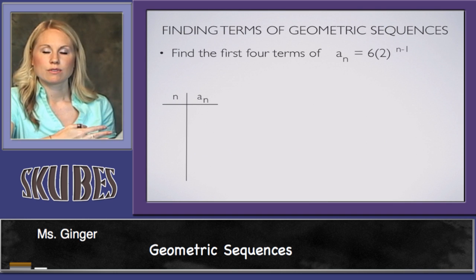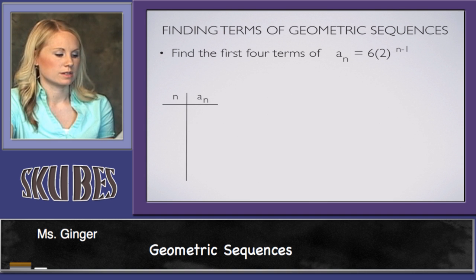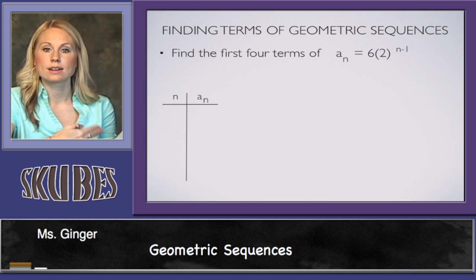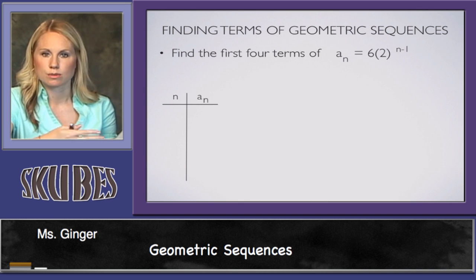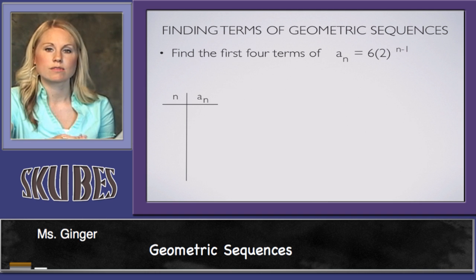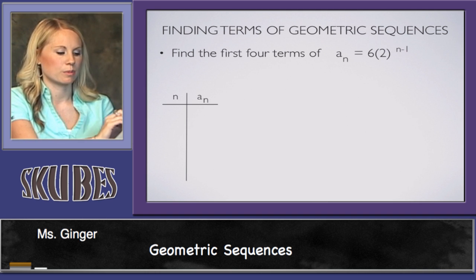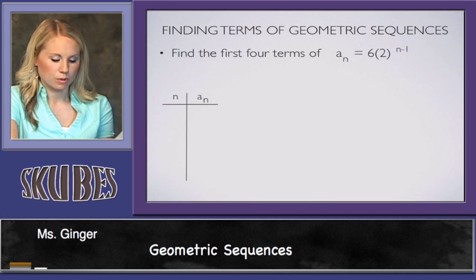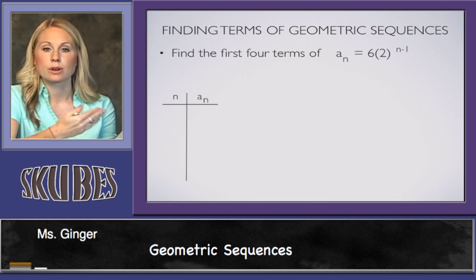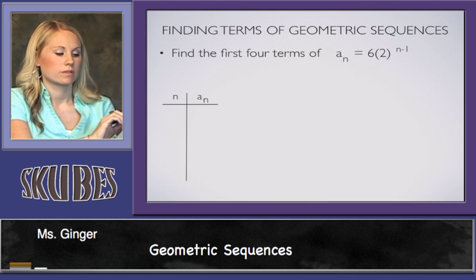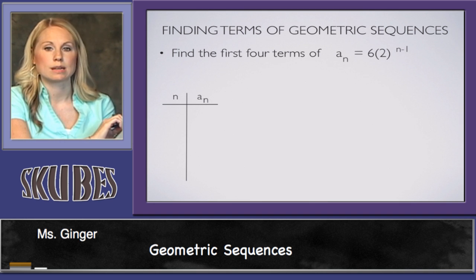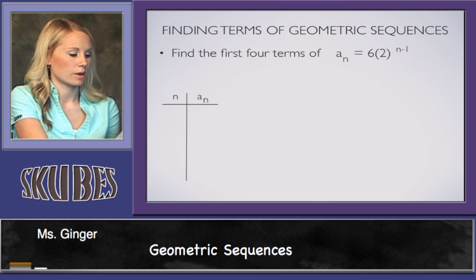Okay, so we took a look at a few lists of geometric sequences. Now let's suppose that we are given a rule to follow to find a list for a sequence. Let's say that we are in charge of coming up with the terms for a geometric sequence following a certain rule. So how will we approach that? What we will do is the term that we're wanting to find, we're going to plug in that number for n. So this says find the first 4 terms of a sub n equals 6 times 2 to the n minus 1. So what I'm going to do, I want terms 1, 2, 3, and 4.